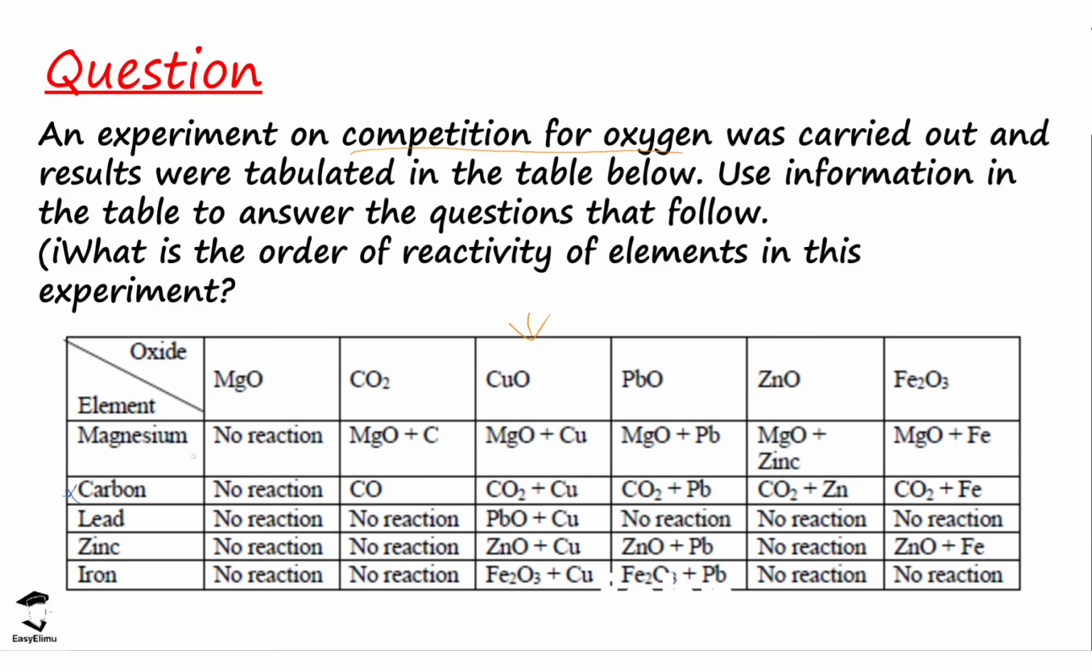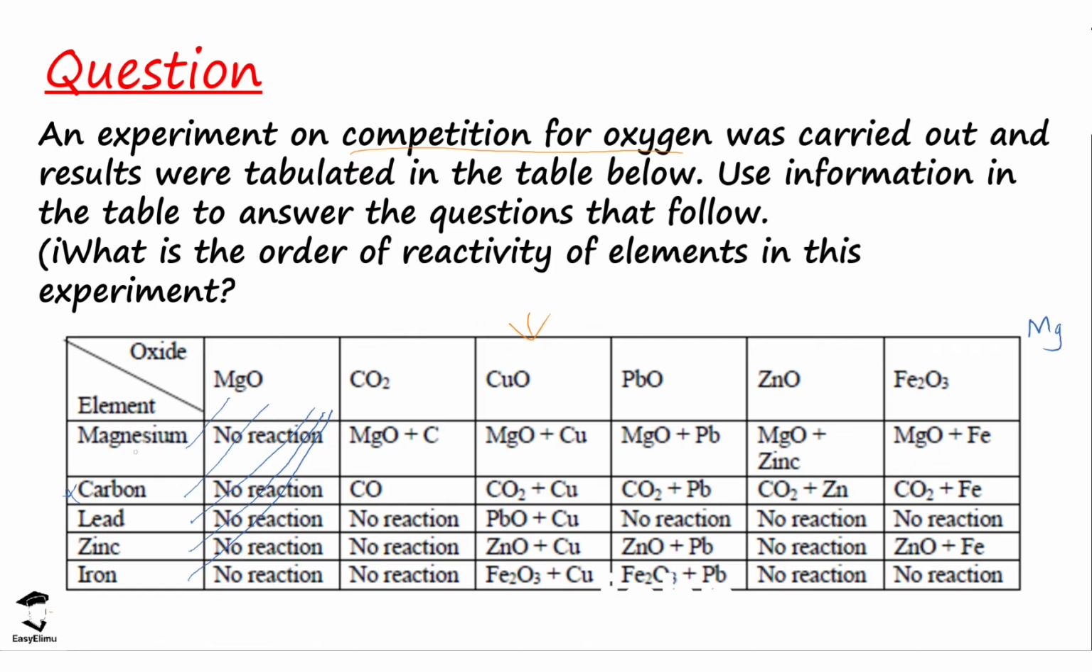When you look at the table, the oxides are at the top, and then the elements are on the vertical lines. So magnesium has no reaction with oxide of itself. Carbon also has no reaction with magnesium oxide, and lead has no reaction with magnesium oxide. Zinc has no reaction with magnesium oxide, and neither does iron. This tells you magnesium must be on top of the reactivity series.